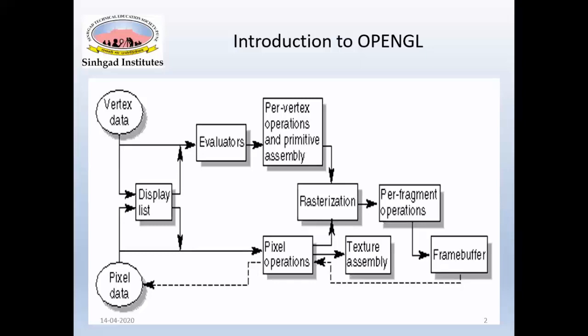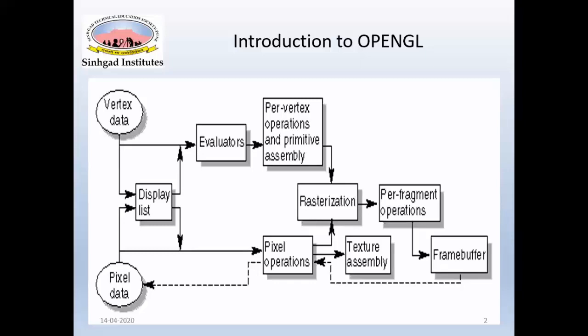Then primitive assembly. OpenGL processes geometric primitives, points, line segments, and polygons, all of which are described by vertices. Vertices are transformed and lit, and primitives are clipped to the viewport in preparation for rasterization.